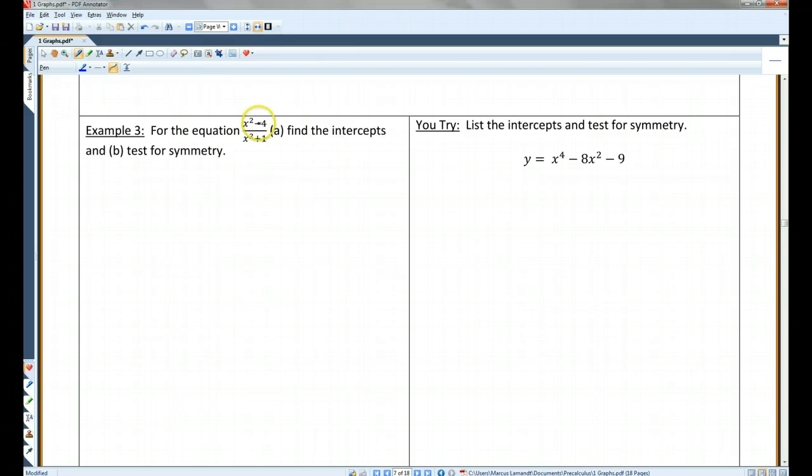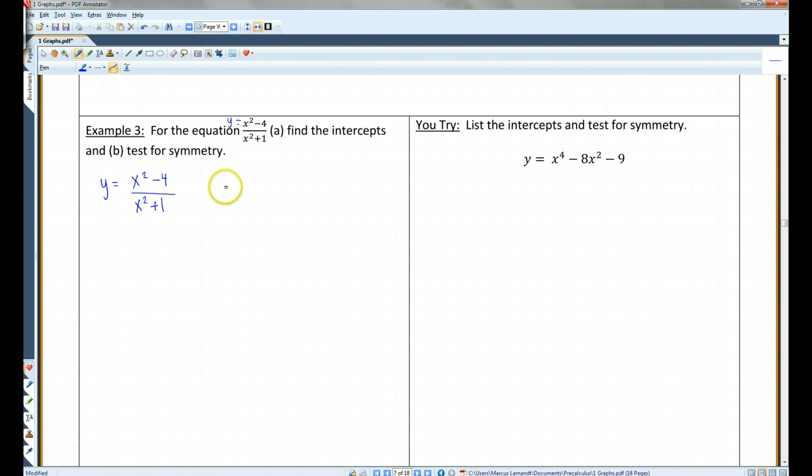Okay, example 3. For the equation x squared minus 4 over x squared plus 1, find the intercepts and test for symmetry. Okay, so they didn't really put the y in there. I think that's probably a mistake on my part. There should be a y equals. So y equals x squared minus 4 over x squared plus 1.